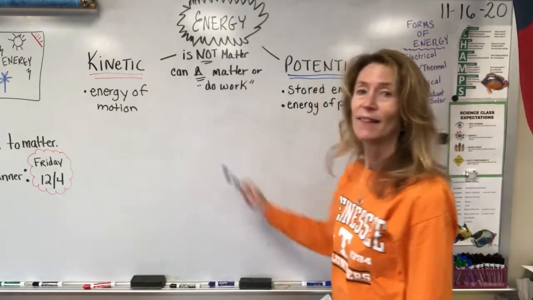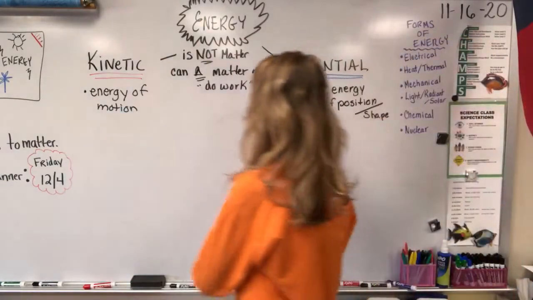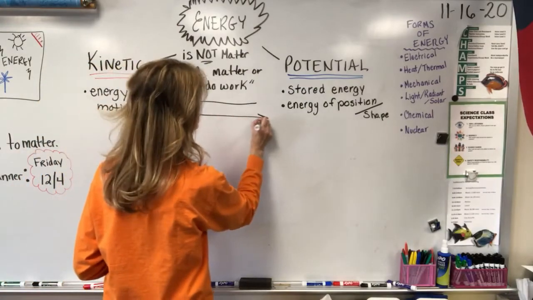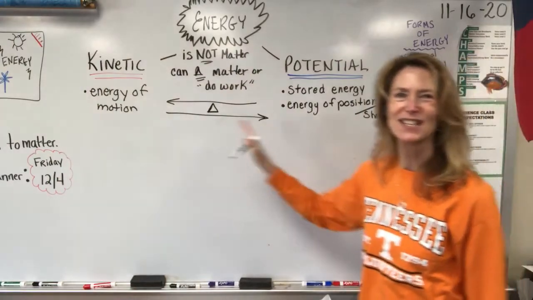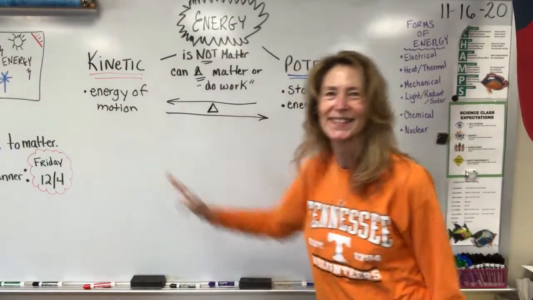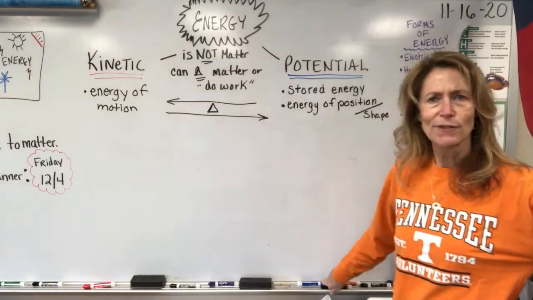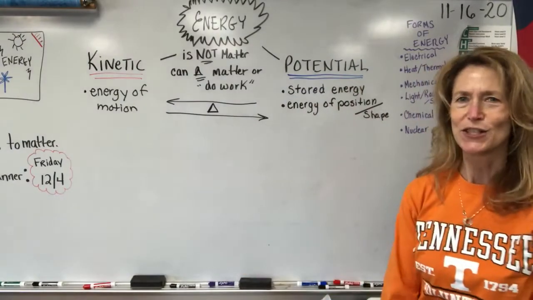And then it would move, and I would have changed potential to kinetic. So these can transform or change into one another, just like I did with the rubber band. It went from potential to moving, so potential to kinetic. All right, so that's the difference between those two. Those are our two big categories or groups of energy.